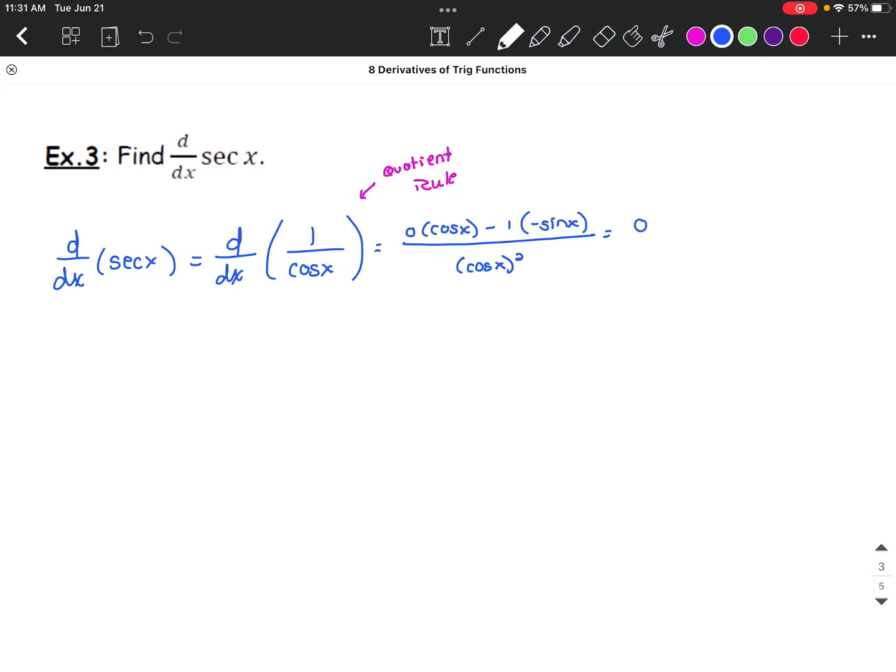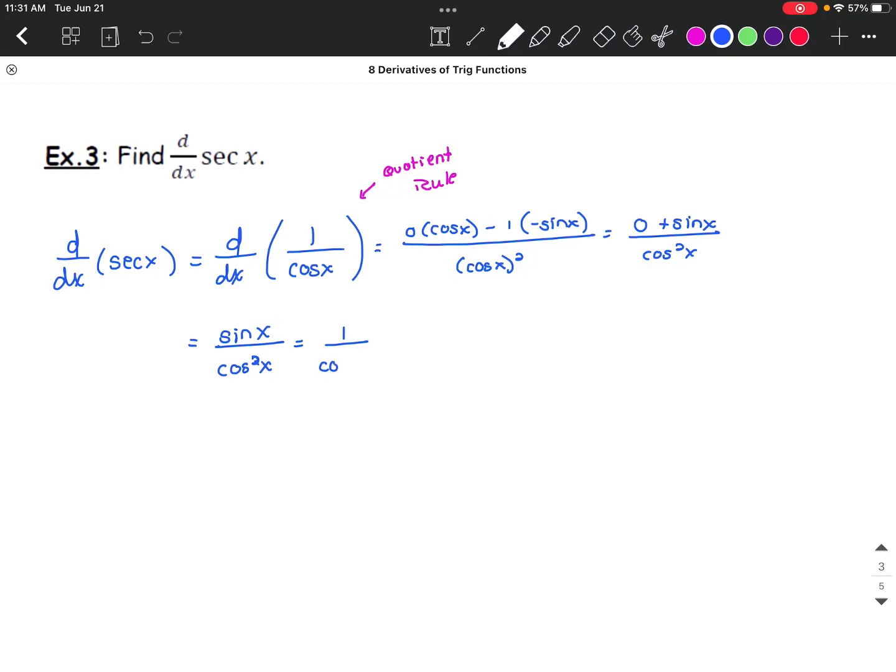So the first part is 0, and a negative 1 times a negative sine x is plus sine x, all over cosine squared of x. So this is just sine x over cosine squared of x. Now that might look like you can't simplify it, but indeed you can.